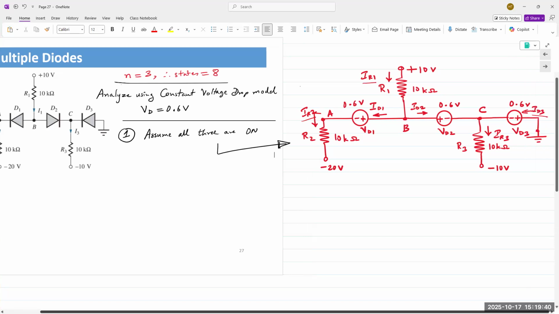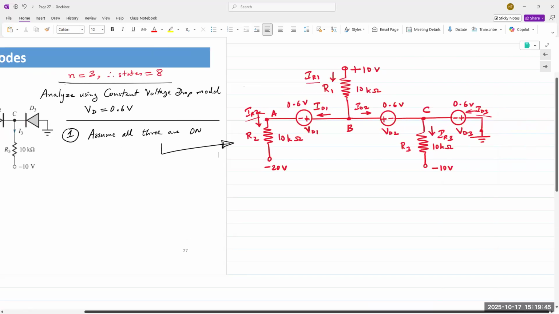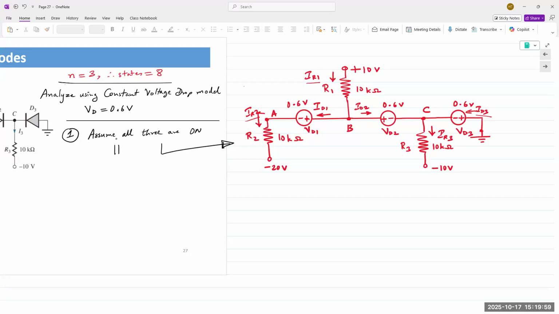Okay, the circuit looks like this. And then we perform our analysis. And at the end of our analysis, what do we need to find? We need to find the forward diode current. Okay, if all three of them are on, we need to check and verify ID, the diode currents, for all three diodes, right? We are assuming all three of them are on. So we need to verify it for all three diodes.